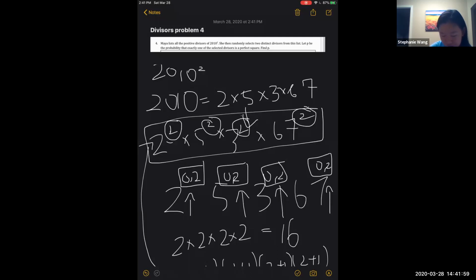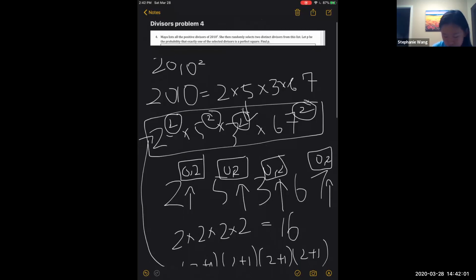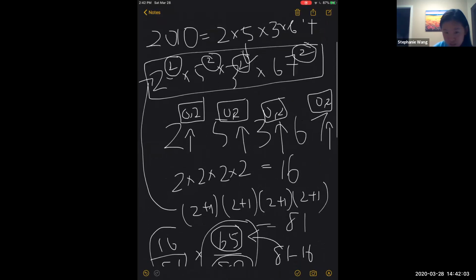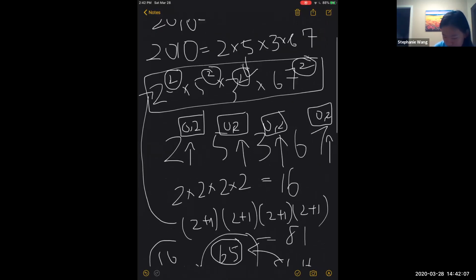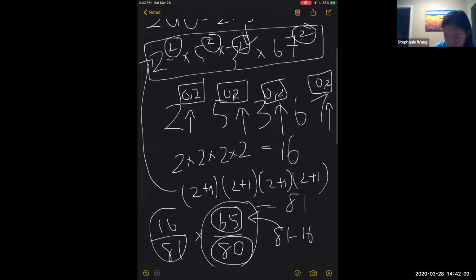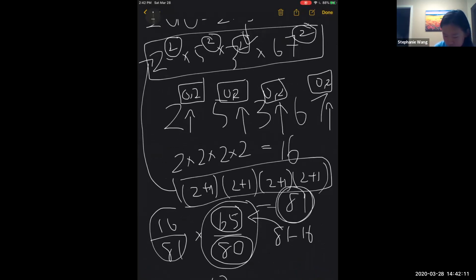Okay, so we found the total number of divisors of 2010 squared. That would just be 3 times 3 times 3 times 3, that's 81 total divisors. And then the number of divisors that work are going to be 2 times 2 times 2 times 2 equals 16, okay? So that's the number of divisors that work.